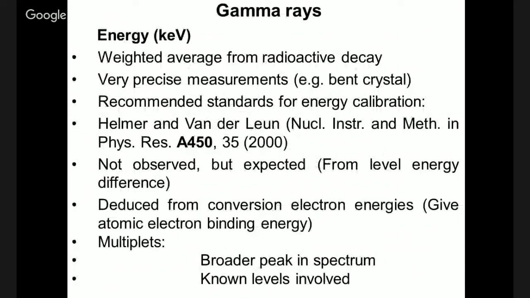Gamma rays, energy, weighted average, is what I said. Now, if they have very precise measurements, bent crystal, we use that. We use recommended standards for energy calibration, those of Helmer and van der Leun, published in the year 2000. What's a bent crystal? It is a special detector that uses diffraction to determine the energy of the radiation. Extremely precise. It's not keV, it goes almost into eV. And its resolution is amazingly high.